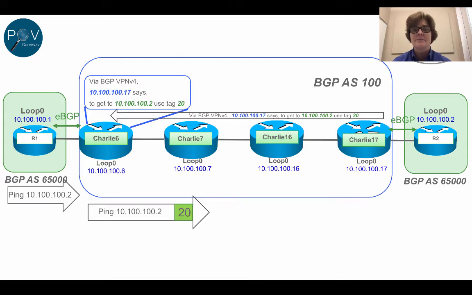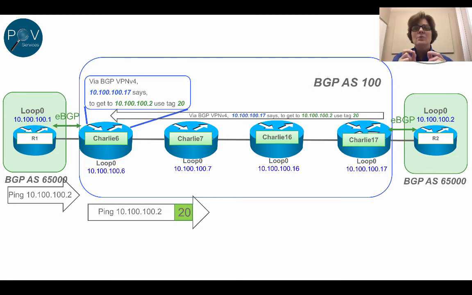Charlie7 didn't. I don't have a way to, when I send it out with a label of 20 on it, Charlie7 has no idea what that is. In fact, Charlie7 might have even used label 20 for something else towards Charlie6. The labels are independent, okay? So what we need to do is actually find a label that lets us get the label 20 to 10.100.100.17.